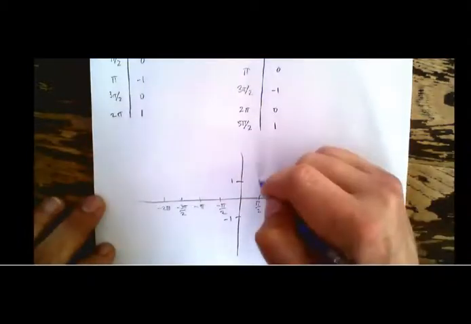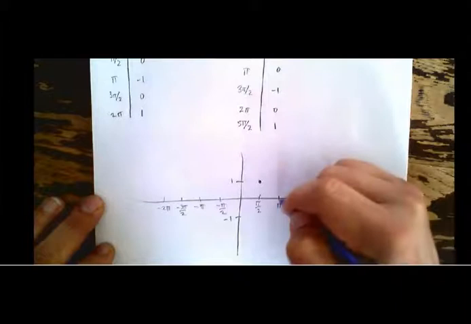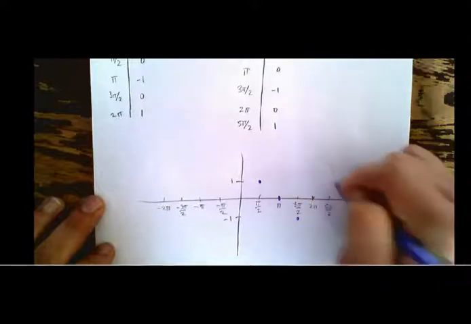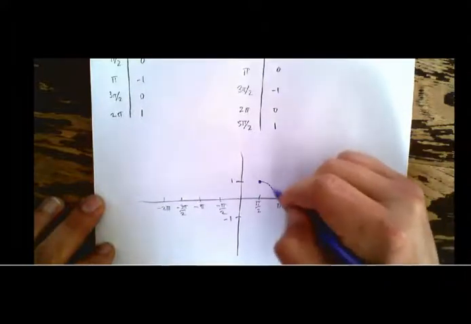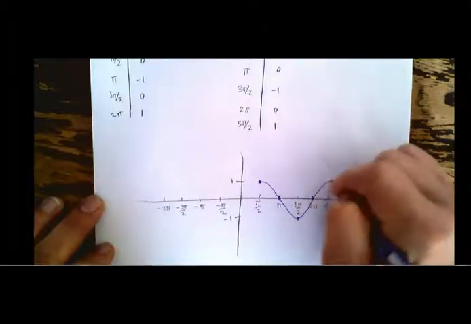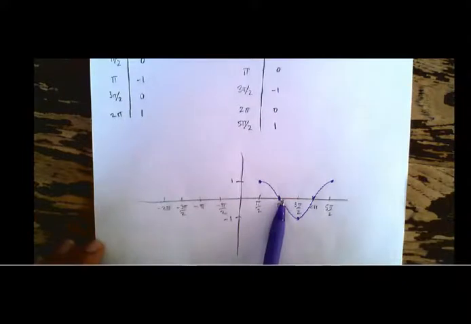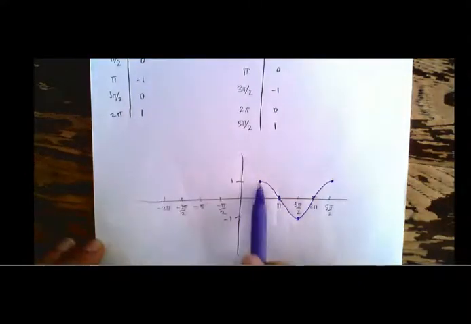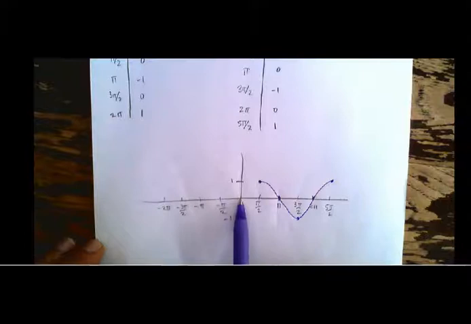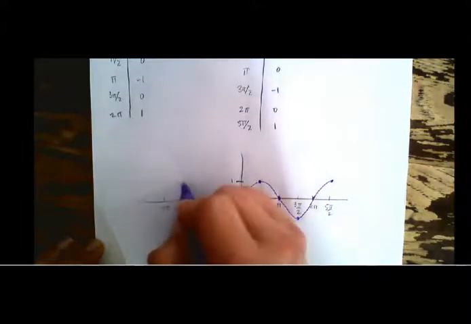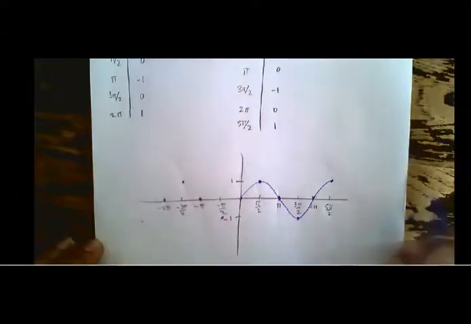So pi over 2, 1. Pi comma 0. 3 pi over 2, -1. Back to 0, back to 1. So it looks exactly like our cosine function. However, it's just been shifted over to the right pi over 2 units, right? So let's think. What would the value of the point be here? Well, it would be 0, right? And then -1, back to 0, to +1, back to 0, to -1, and so on and so forth.